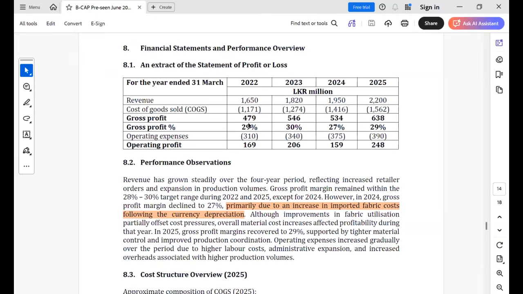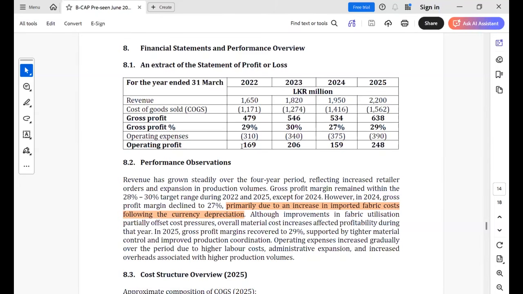So there you see we have revenue and cost of goods sold. Then you have GP. So GP percentage 29 to 30%. It fluctuates, no, 27 and 29, right? Operating expenses 310, 340, 375, 390, and now we have operating profit. So better you calculate what is the GP percentage margin given. Better you calculate and see what is the operating profit margin also, right?